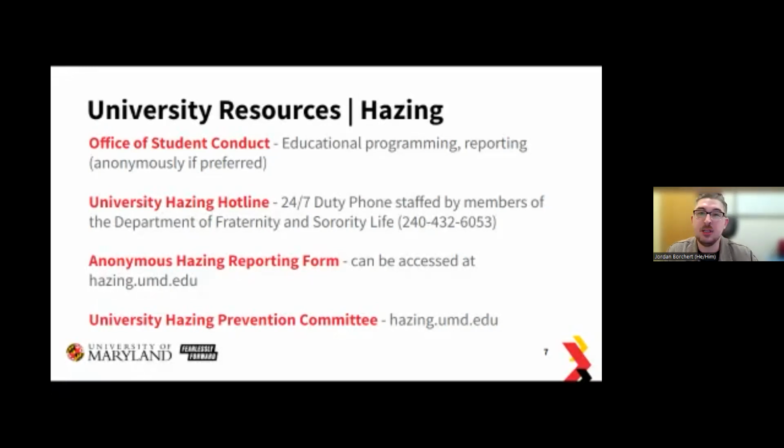And just to be there if there is an emergency that they want to call about, or they want to report something around hazing. So a student in the Fraternity Sorority Life community can call that number at any point if there is an emergency, and one of us will be on the line to help and support them 24/7. There's also, I mentioned, the anonymous hazing report form, which can be accessed at hazing.umd.edu, as well as a hazing prevention committee that the university has charged, and you can find more information at hazing.umd.edu.